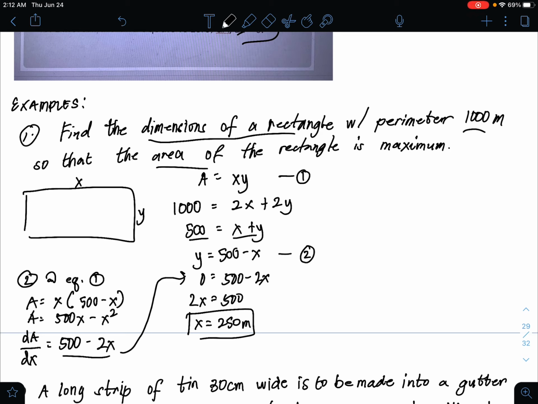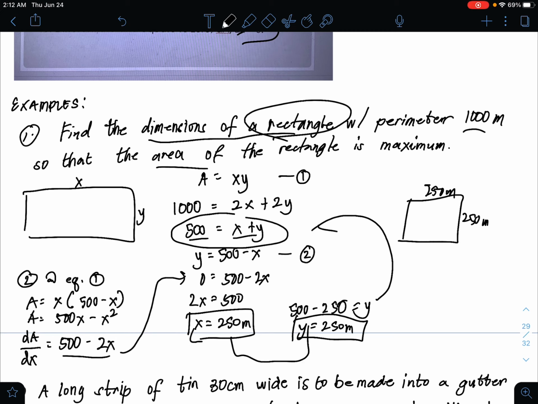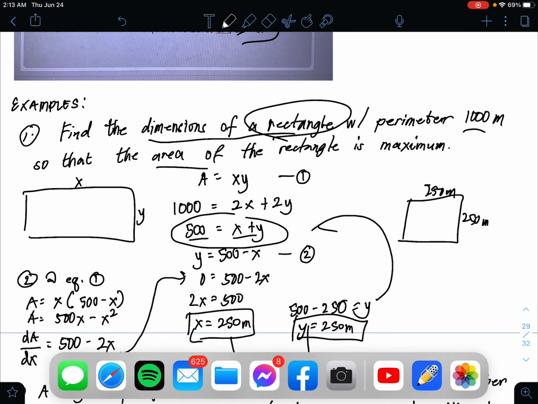What about y? So, si y, makuha nato si y diretso, no? So, 500 minus 250 equals y from kanina equation. So, si y is equal to 250 meters. Therefore, this is not a rectangle. This is a square with dimensions 250 meters and 250 meters. So, since ang giingon is find the dimensions of a rectangle, so these are your final answers. Okay? So very easy, no?